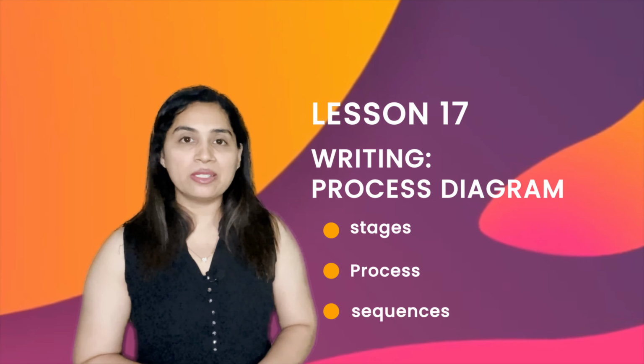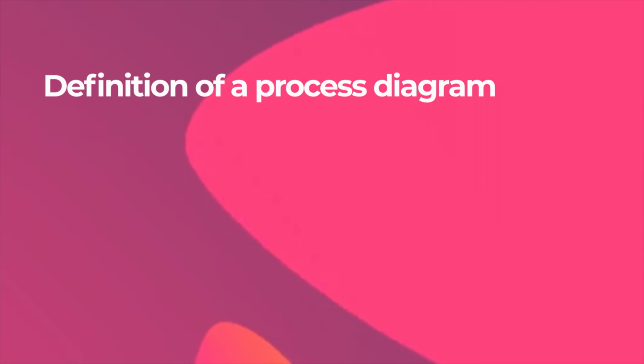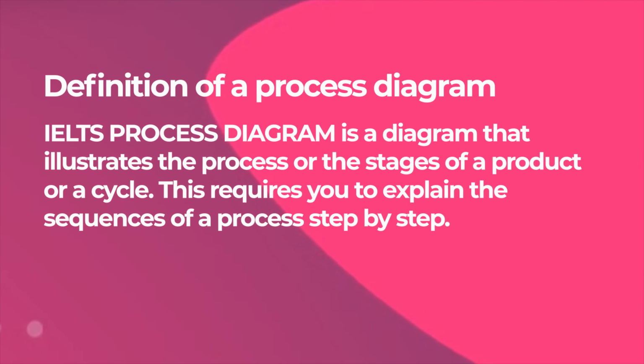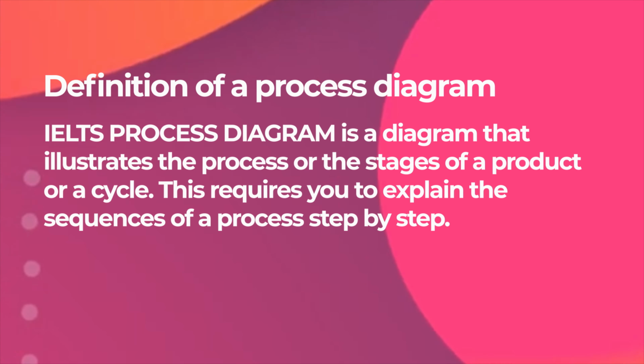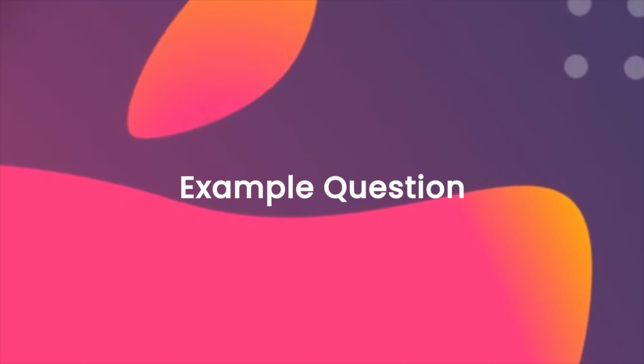Without wasting any time, let's get into the task and find out how many stages we are going to explain. So what is the definition of a process diagram? An IELTS process diagram is a diagram that illustrates the process or the stages of a product or a cycle. This requires you to explain the sequences of a process step by step. So you will find many different stages, and this is clearly explained in the example question task.